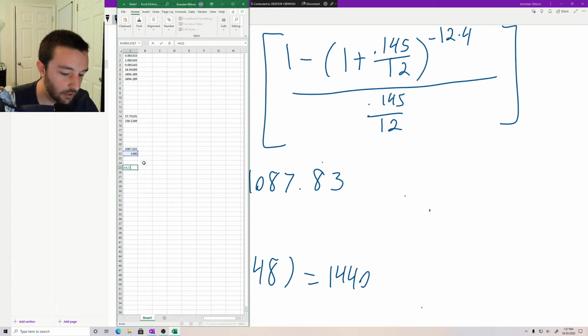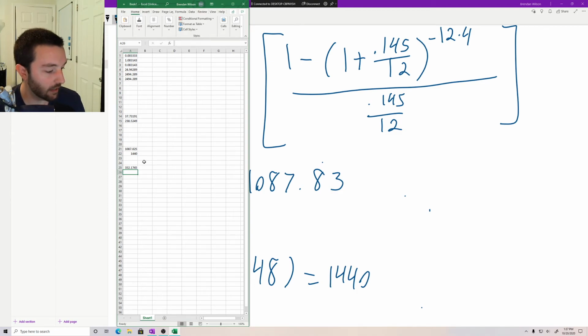You could say A22 minus A21. That's how much he's paying in interest, $352. Which is pretty significant considering the original price of the iPad was only $500. So he's paying almost 3 times as much for the iPad in order to do this over 4 years.